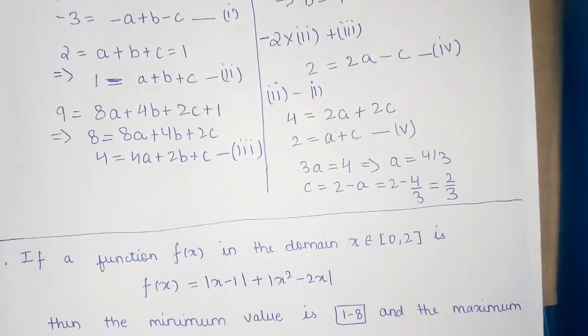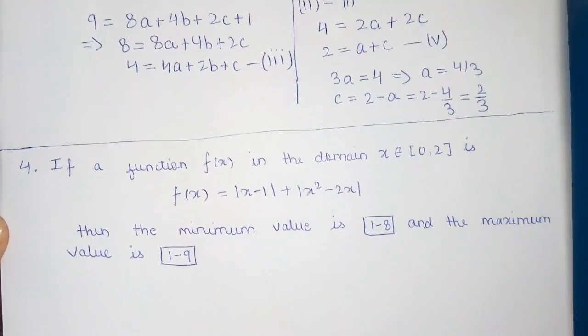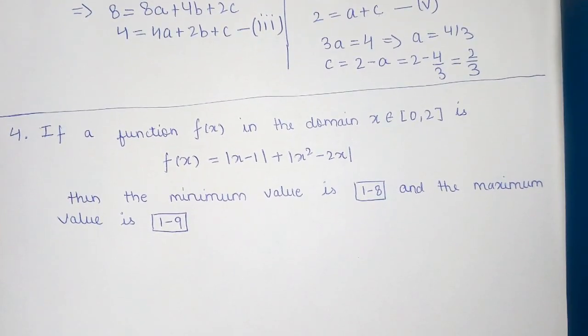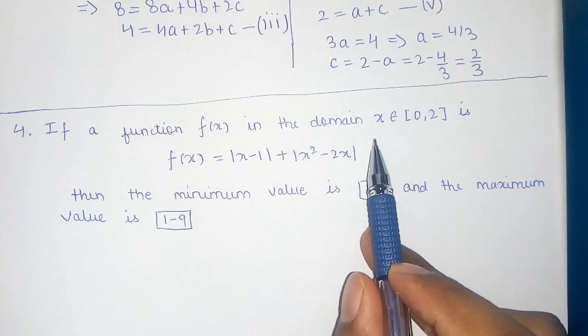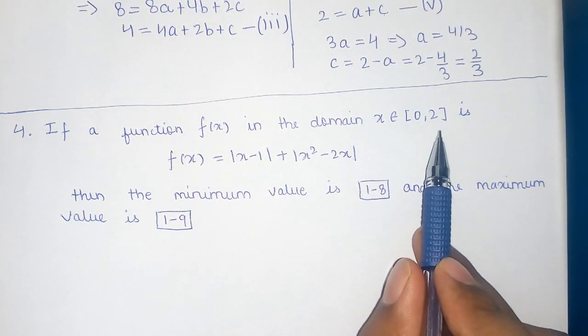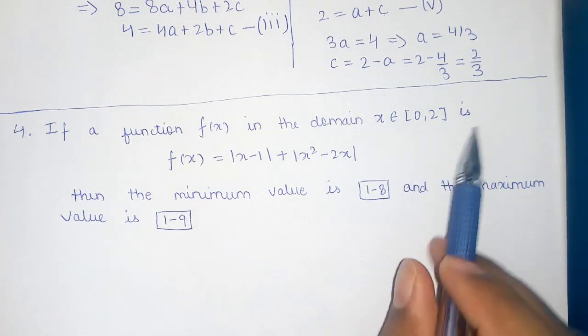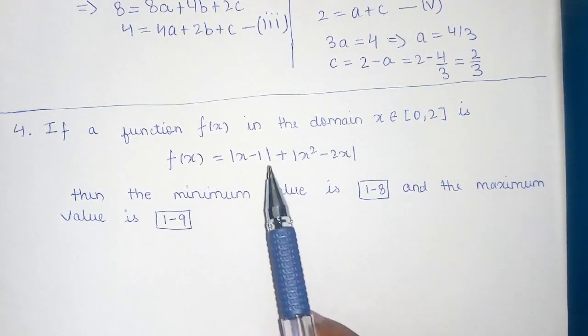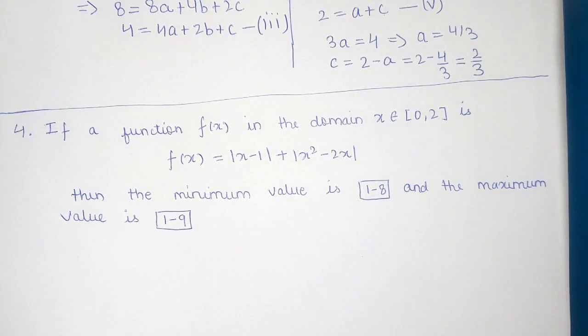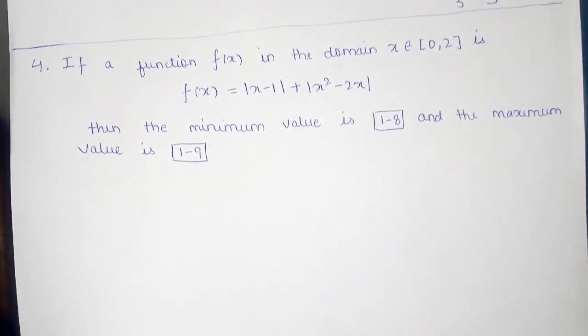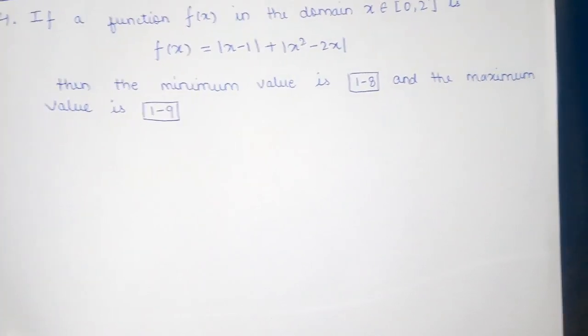Okay, so now let's look at the fourth problem. The fourth problem says if a function f(x) in the domain x belongs to [0, 2], a closed interval, is such that f(x) equals mod of x minus 1 plus mod of x squared minus 2x, then we have to find the minimum and the maximum value of this function in the interval 0, 2. So let's see how to do it.